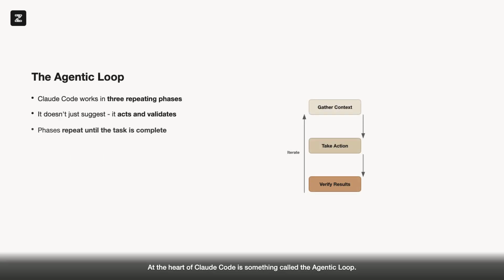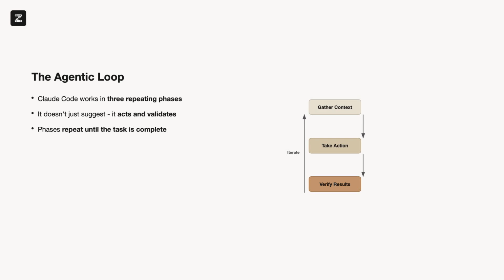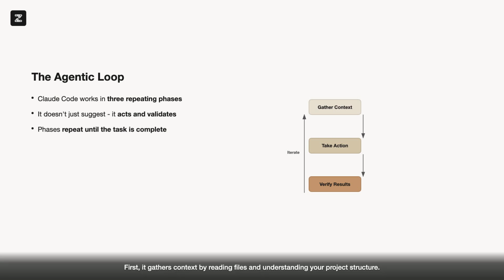At the heart of Claude Code is something called the Agentic Loop. It works in 3 phases. First, it gathers context by reading files and understanding your project structure. Then it takes action, editing files, running commands, or calling external services. Finally, it verifies the results by running tests and checking its work. These phases repeat until the task is complete. This is what makes it truly agentic. It doesn't just suggest, it acts and validates.